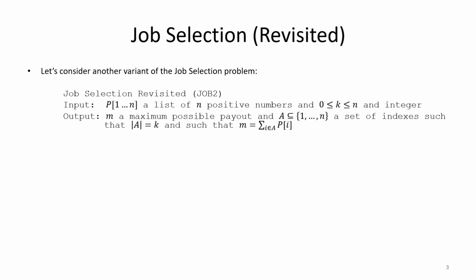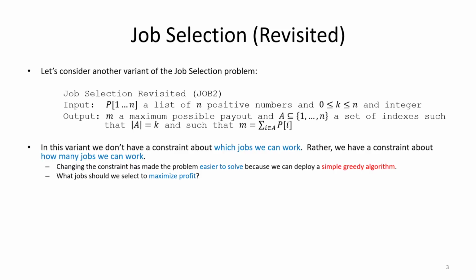So hopefully you're already thinking, what kind of solution would be optimal for this problem? How could I solve this one? I think I've highlighted a little bit of this. We're going to be focusing on how many jobs we can work instead of which jobs. And I also mentioned that this is one that is considered to be a little bit simpler, because we can deploy a greedy algorithm, which are usually considered to be simpler. So again, think for a second, which jobs should we select to maximize the profit? And this is not a trick problem. So if you're thinking, this seems really easy, it is.